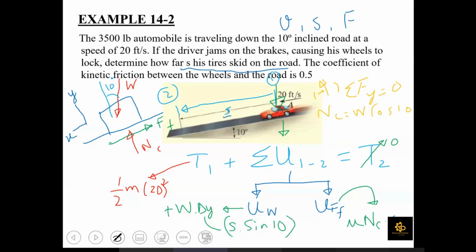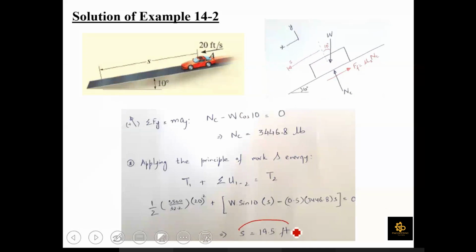Should it be positive or negative? Negative. Since the friction force is acting up the incline and the displacement is down the incline, the work done due to force of friction is going to be a negative quantity. So overall, if I take a look at this equation, how many unknowns do you have? Only one thing is unknown to you in this equation, that is this S. So once you solve this particular equation, you are going to get the value of S to be equal to 19.5 ft. Is this point clear to all of you?